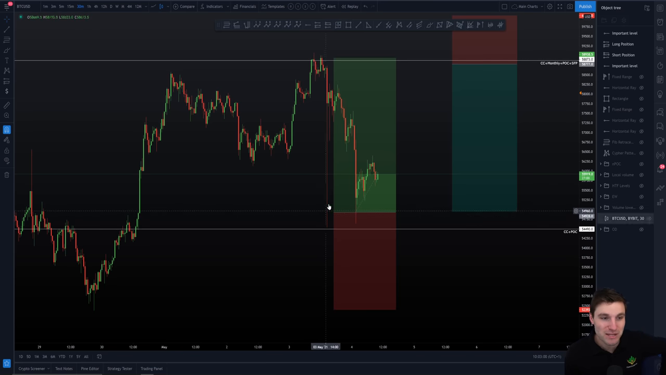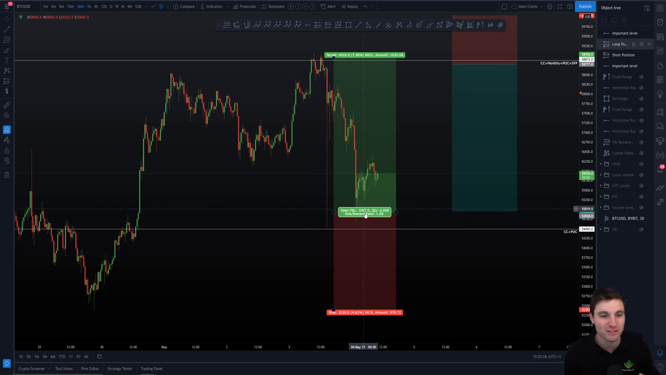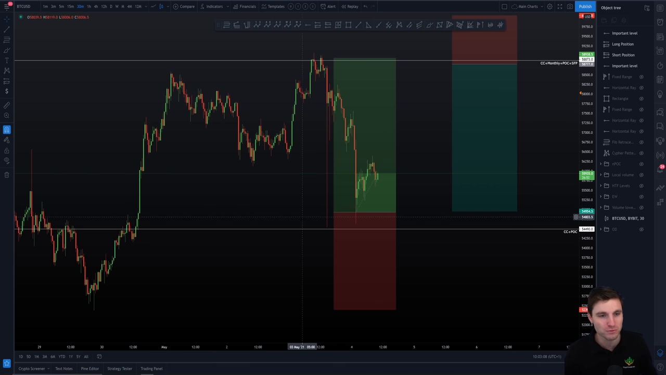Personally, I'm going to have taken this long again if you're on that 1 second chart with the market orders. If you see another move to the downside, you get given another gift of a long position.